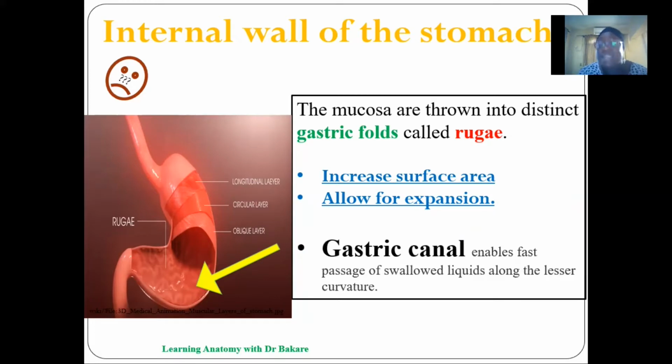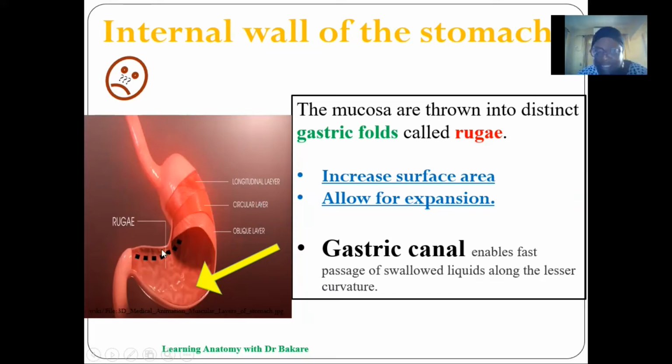Also, we have the gastric canal. The gastric canal is like an indentation or a gutter that is created along the lesser curvature. This is the lesser curvature of the stomach, and this is the greater curvature. Just as the names imply, the lesser curvature is the smaller curvature, while the greater curvature is the bigger curvature.